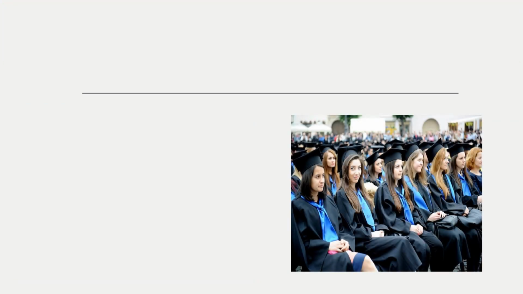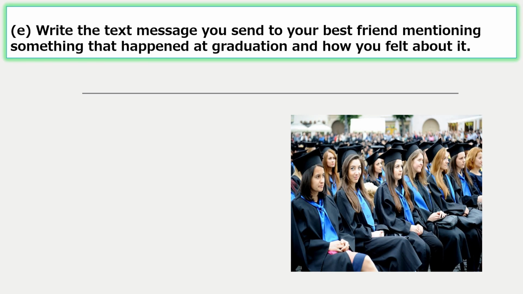For 5th question, let's see. Write the text message you send to your best friend mentioning something that happened at graduation and how you felt about it. So you can think along the lines of writing something that was embarrassing, and of course you're going to express feelings in this. Okay, so you think along those lines, or you could think about something rare or strange, or something spectacular happening. Okay, and you write along those lines. So you're required to express feelings.